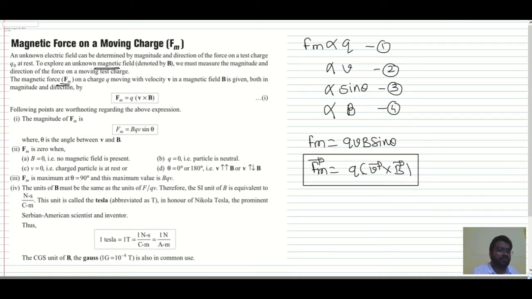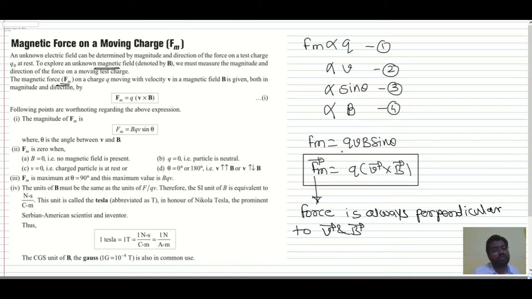And in this, always remember, this force is always perpendicular to V bar and B bar, because it is a cross product, right? V bar cross B bar. So if you know the cross product property, A bar cross B bar will always be perpendicular to both. Its resultant, that is V bar cross B bar, will always be perpendicular to the force we have, right? So this is the expression that you need to remember.